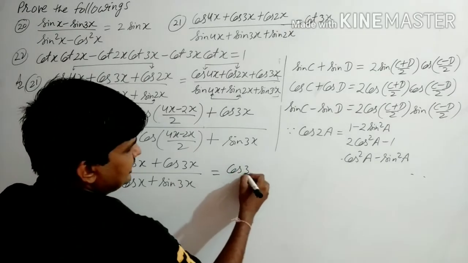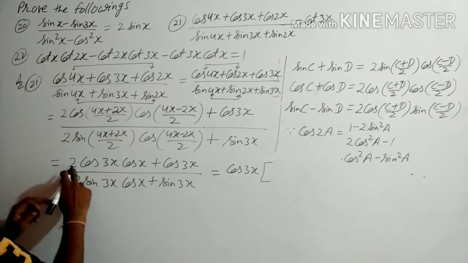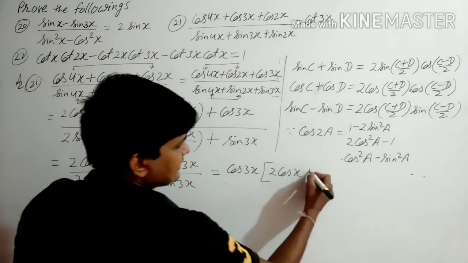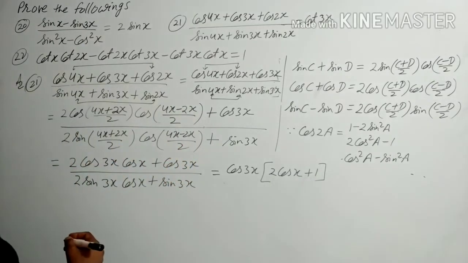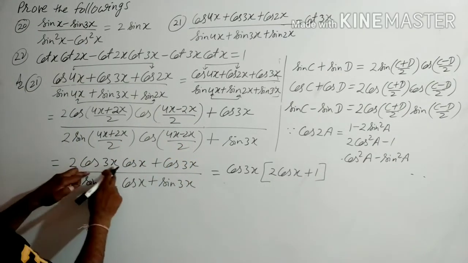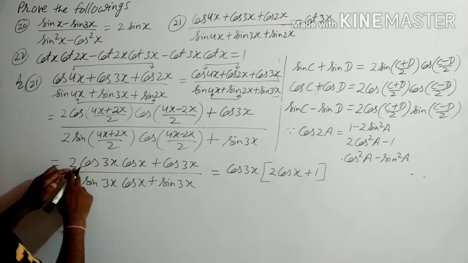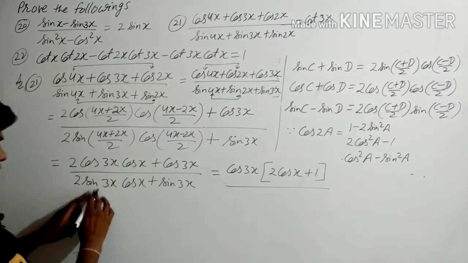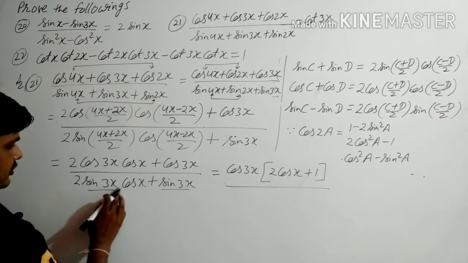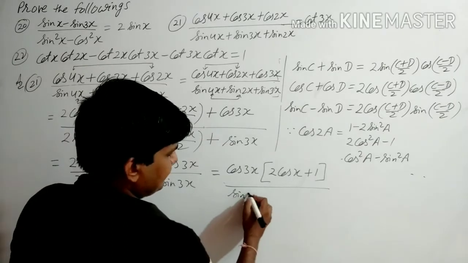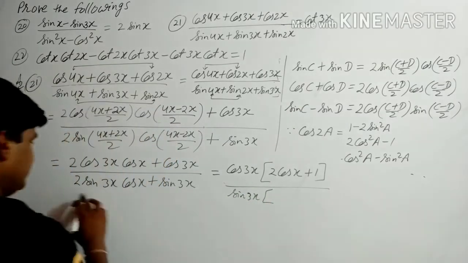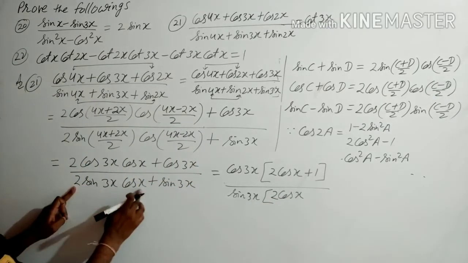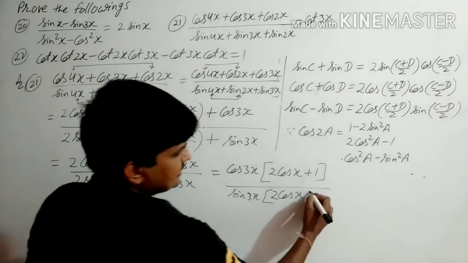So cos 3x maine numerator se common liya. So we get 2 cos x plus 1. Okay, dekhiye numerator mein se maine cos 3x jo hai common liya, then we get 2 cos x plus ye common aa gaya, then plus 1 upon denominator mein se hamara sin 3x common ho jayega. So take sin 3x common, so we get here 2 cos x, okay 2 cos x plus sin 3x common aa gaya, then plus 1.